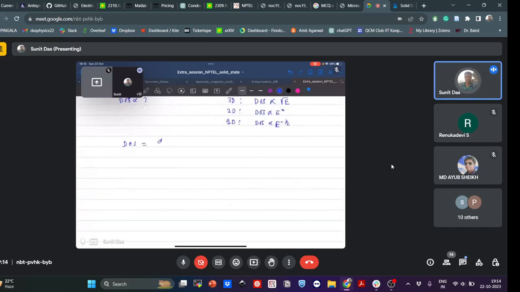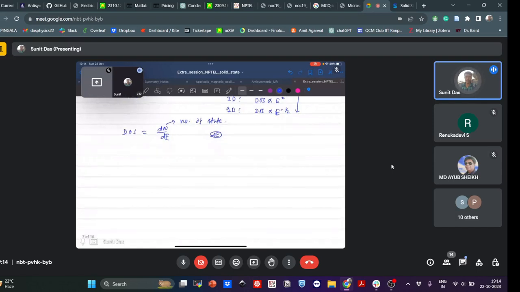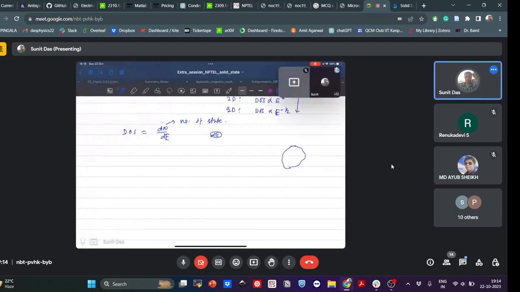DOS is simply dN/dE, right? So this is the most primitive definition. N is the number of states. So dN/dE basically represents the number of states within the energy range dE, right? It depends on the dimensionality, obviously, from this set of expressions. So in 2D, we can easily find it by this analogy.